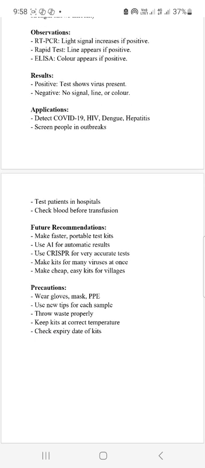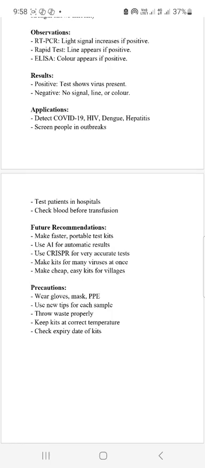But make sure you wear gloves before doing the test. You should wear a mask. Use new tips for each sample because the dirt can affect the results. Throw waste properly. Keep kits at correct temperature. Check expiry dates of the kit.